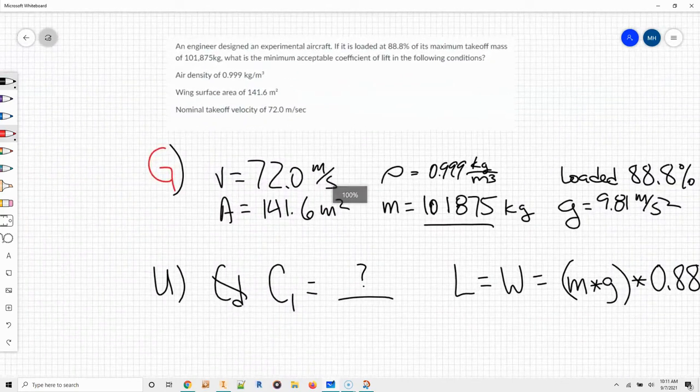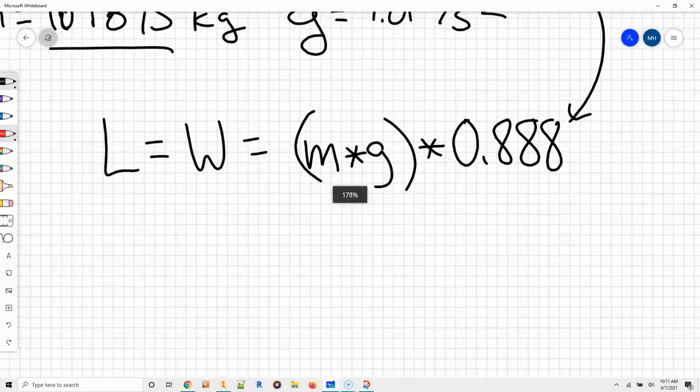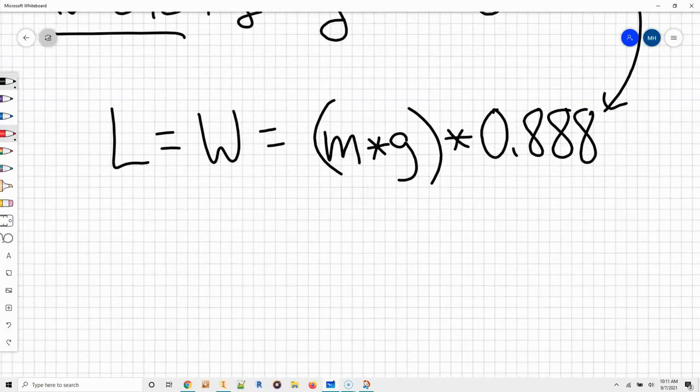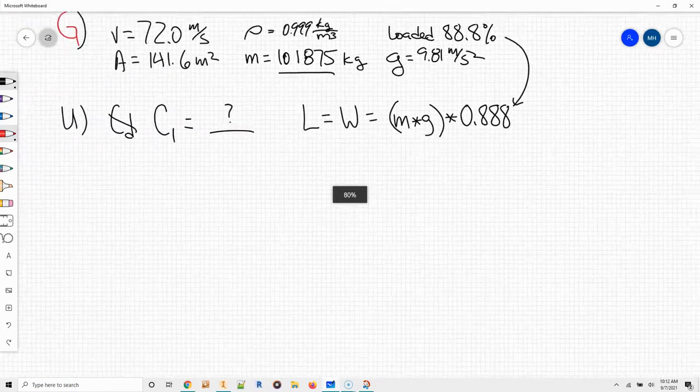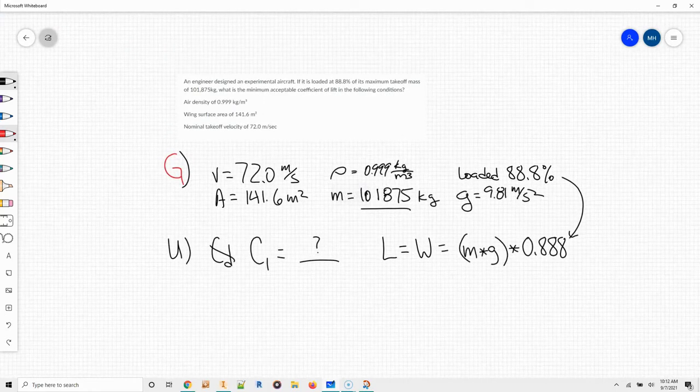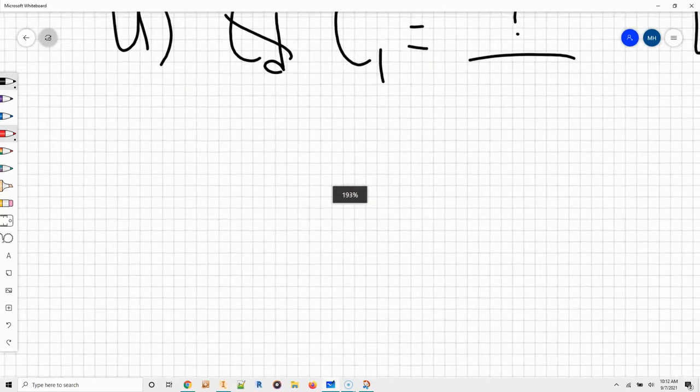Let's talk about this right here. We know that the lift has to be at least equal to the weight, so that's going to be our minimum takeoff lift, and that's going to be equal to mass times gravity. Because it's loaded at 88.8% of its maximum weight, we have to multiply that times 0.888. So that'll get us to our lift. With that in mind, we're going to go to equations next.